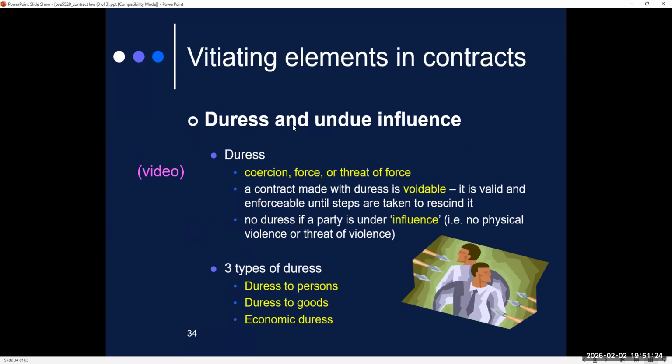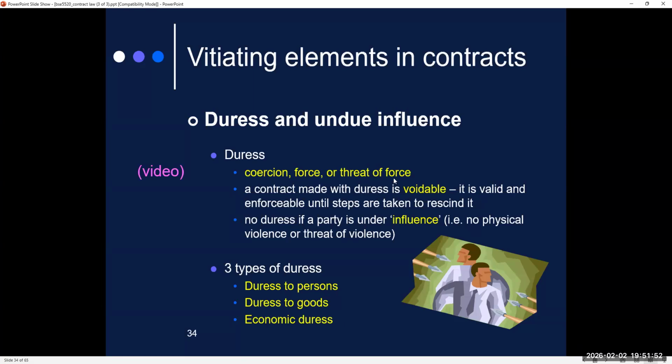All right, apart from mistakes, there are some other vitiating elements in contract. Duress. Have you heard about this term? Duress. Okay, not durable, not dress, but duress. And undue influence. Okay, what is duress?